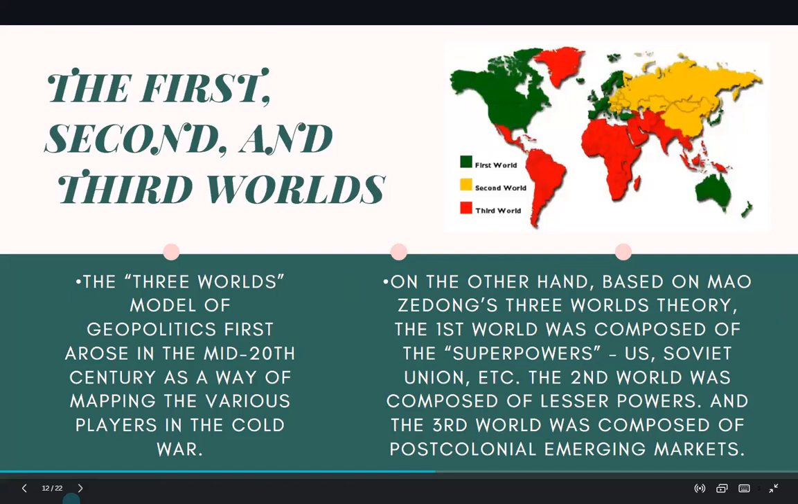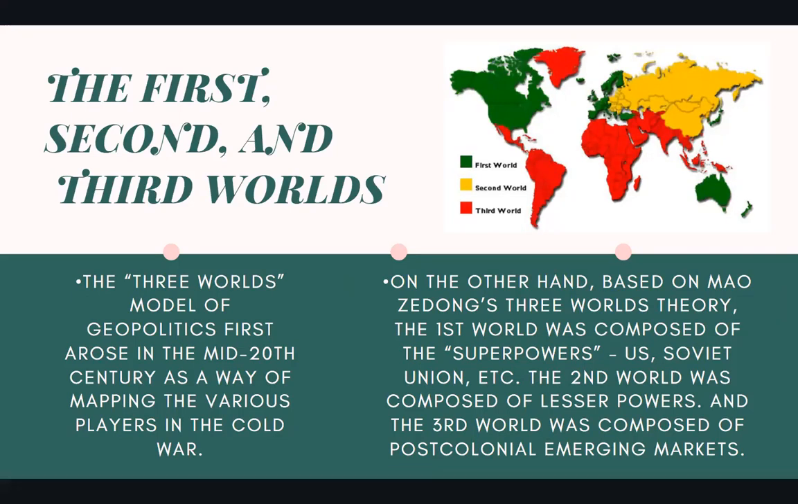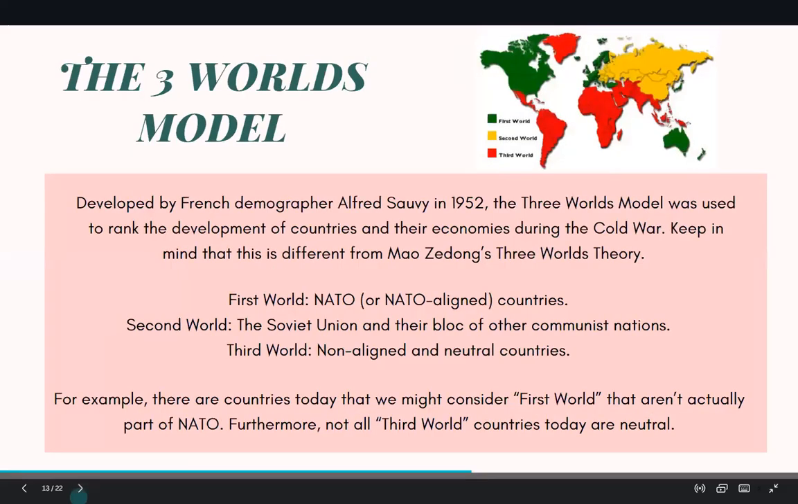Now, the three worlds model of geopolitics first arose in the mid-20th century as a way of mapping the various players in the Cold War. On the other hand, based on Mao Zedong's three worlds theory, the first world was composed of the so-called superpowers such as the US and Soviet Union, the second world was composed of the lesser power countries, and the third world was composed of post-colonial emerging markets.